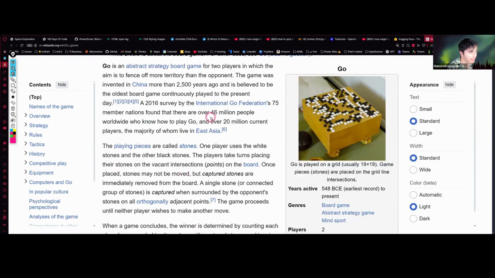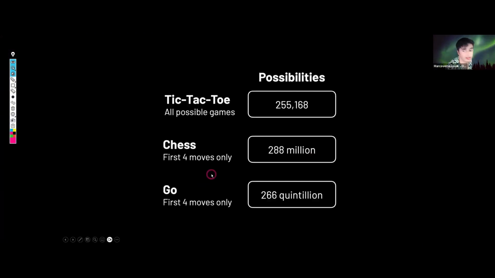So where we thought chess was a complicated game, the number of combinations you can do here is just staggering, absolutely crazy. Don't even get me started. You've got roughly 266 quintillion ways just to get through the first 4 moves only.